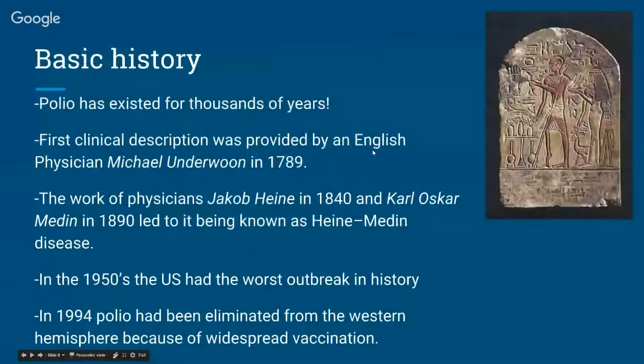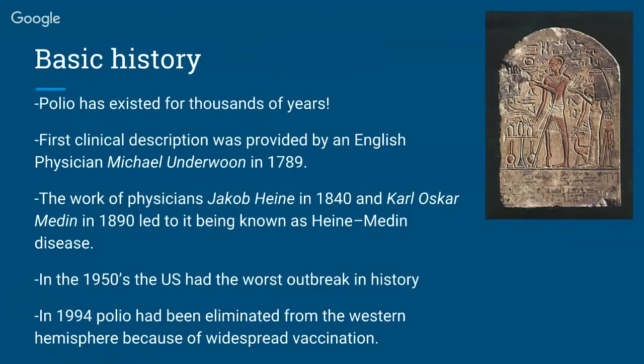So I'm going to start off with some basic history about polio. Polio is actually not a new virus by any means. It has existed for thousands of years, and as you can see on the picture on the right, there are even ancient Egyptian hieroglyphs showing the disease and how it affected people. You can see that the person's right leg is smaller, and it looks very hard to use, and that is definitely what polio is.